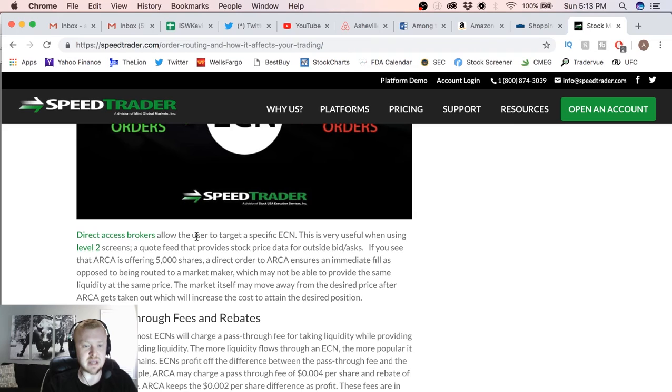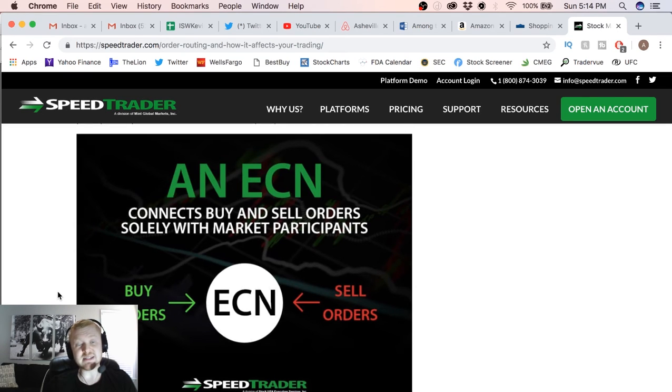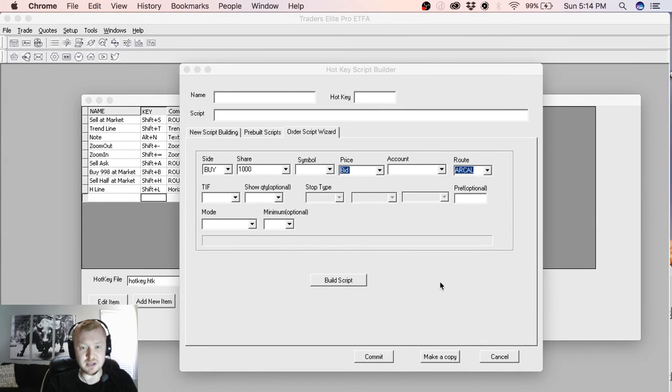Direct access brokers allow the user to target a specific ECN. This is very useful when you use level 2s. So you'll see on the level 2, you might see Arca, this many shares. That's all it's doing, guys. If you see that Arca is offering 5,000 shares, a direct order to Arca ensures an immediate fill as opposed to being routed to a market maker, which may not be able to provide the same liquidity at the same price. The benefit of this, traders, is that your orders are lightning fast and you're really hitting other market participants' orders on the level 2 immediately. I mean, that's probably why this broker is called Speed Trader. Let's get back to the hotkeys.